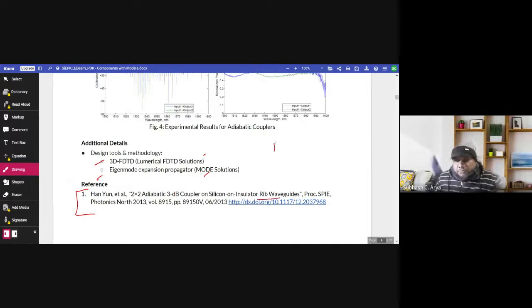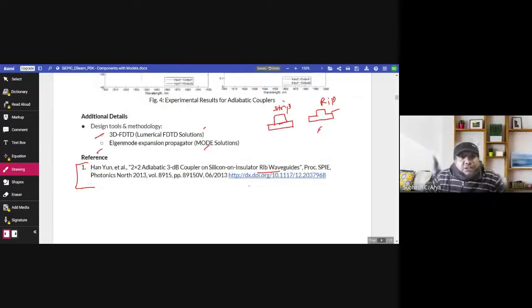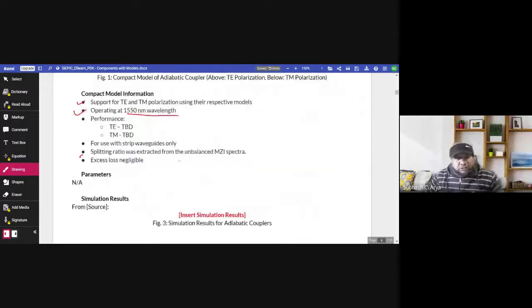So what is a strip waveguide? A strip waveguide is like this, and a rib waveguide has a structure like this. So this is the difference between them. A strip waveguide is simply like this, however a rib waveguide has a structure like this. So this is strip, and this is rib. It has more concentration of light, however it needs a slightly more complex fabrication step. So let us move to KLayout, to see how to model and how to characterize it.